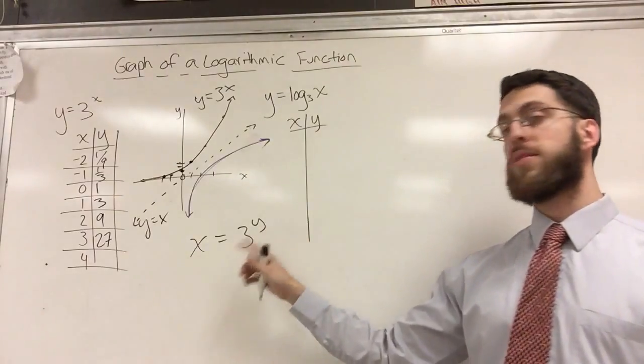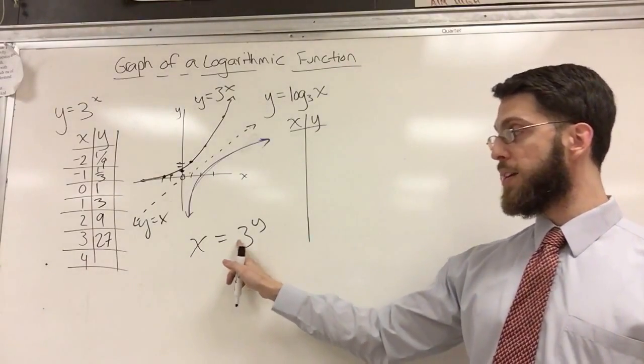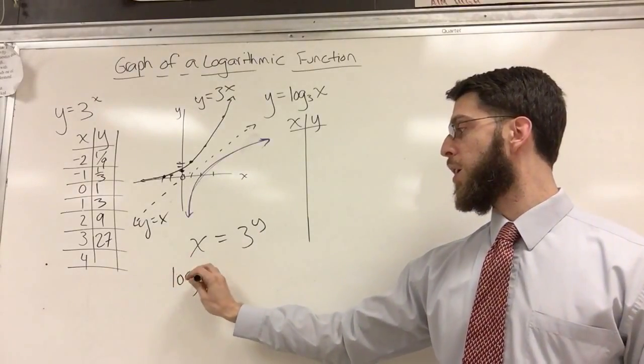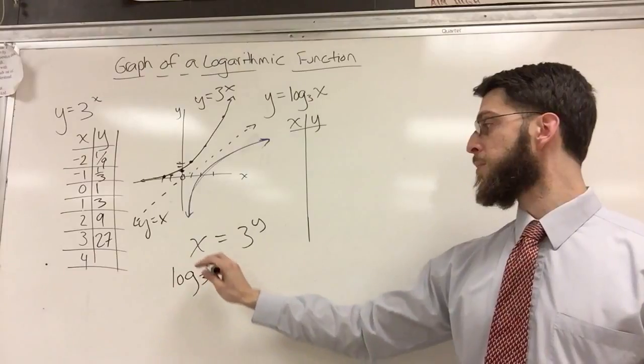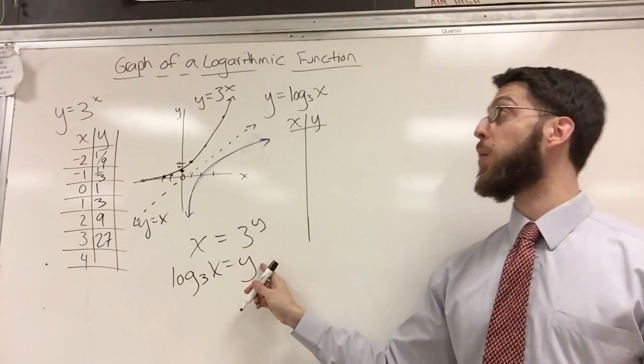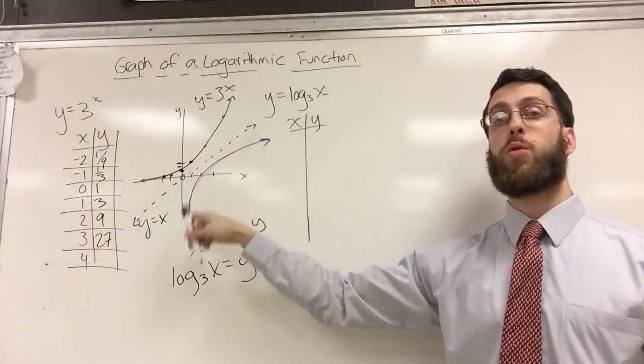So I can rewrite this, and if you saw my intro video on logarithms, you know how to rewrite this. Base, exponent, answer, remember that? So I write log base 3 of x equals y. Look at that, I isolated my y. So log base 3 of x equals y, that's this purple graph here.